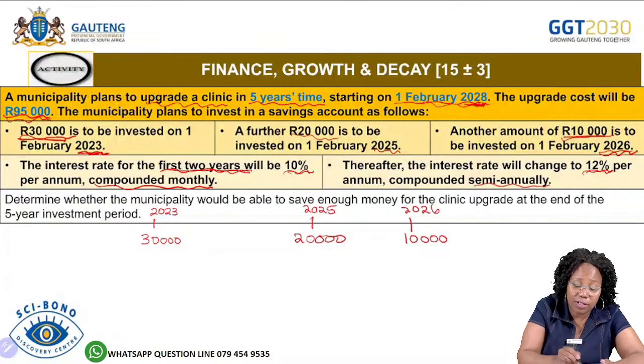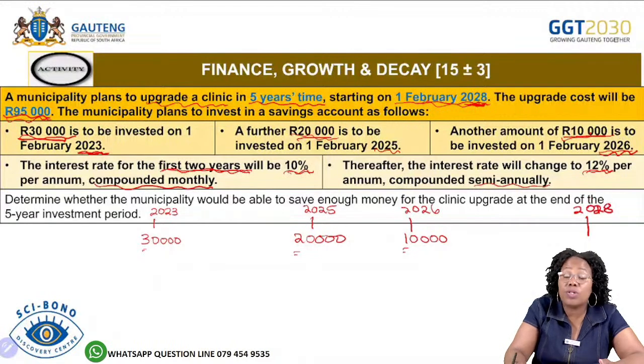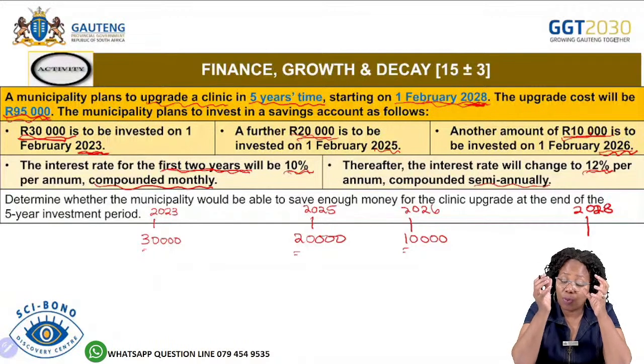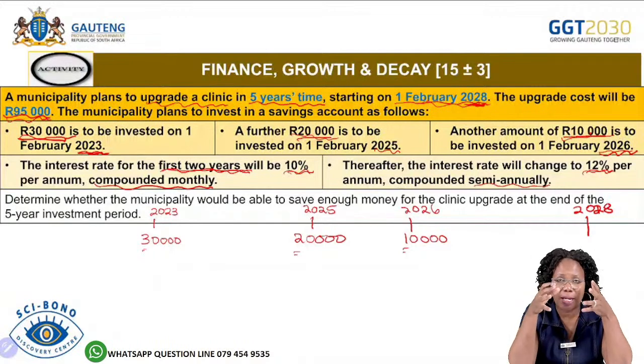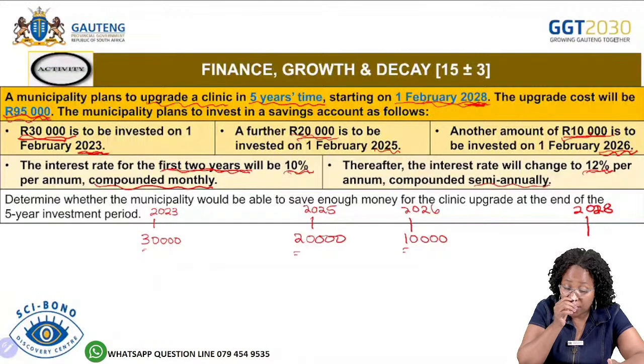We have a 30,000 deposit there. We have indicated a 20,000 deposit and the 10,000 deposit. And then remember, we said this investment will last up to 2028. That will be the last month of investment. So we are going to withdraw the money or check, are we at 95,000? Are we ready for the upgrading of a clinic? Now let's check now, grade 12.